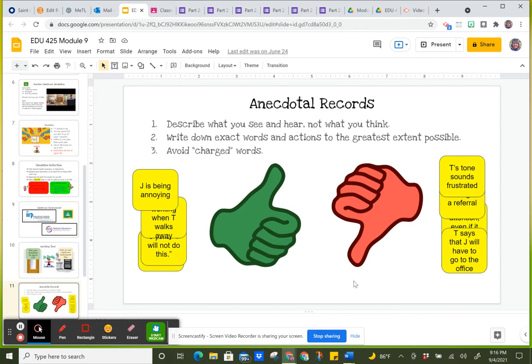And you want to avoid charged words. Anytime you do any kind of recording on any kind of student data, it is open records. Parents can see those. So you want to make sure that you eliminate bias and charged words with negative connotations as much as possible, because then when you're sharing this data with parents, the discussion becomes about how you don't like their child instead of focusing on the child's behavior, and it's totally counterproductive.